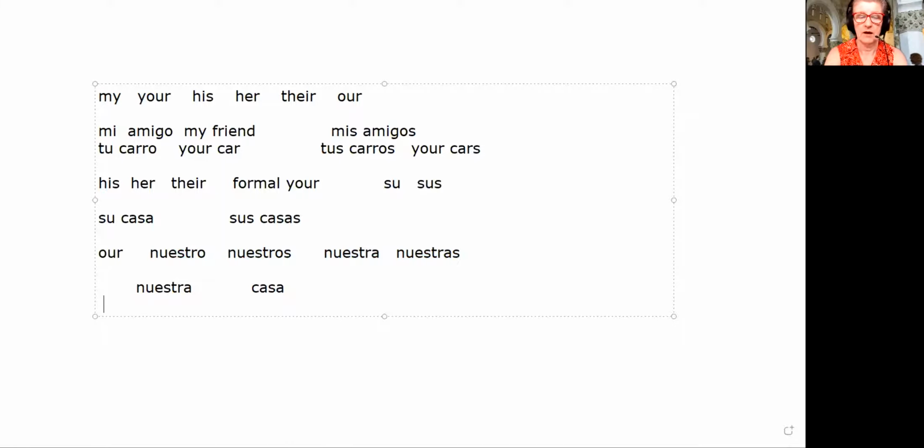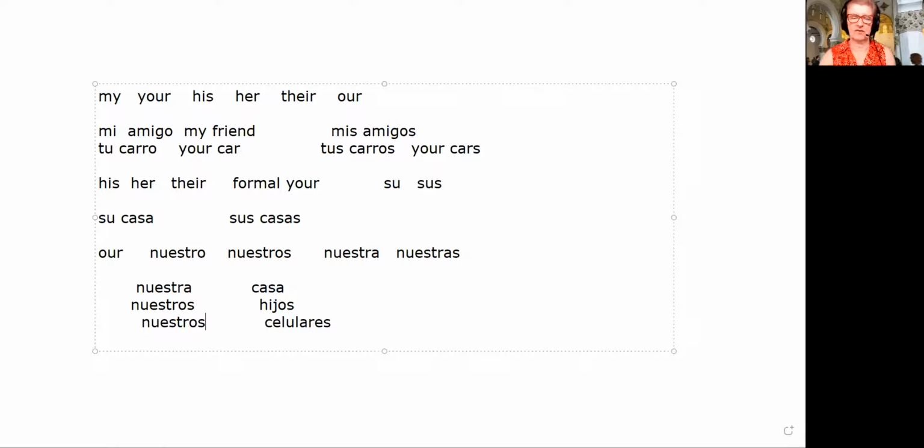To say our children, hijos. Hijos is a masculine plural word. So, nuestros hijos. Bien. Right? To say our cell phones, celulares. It's a masculine word. So we'll put a masculine our word in front of it. Nuestros celulares. Okay, bien.